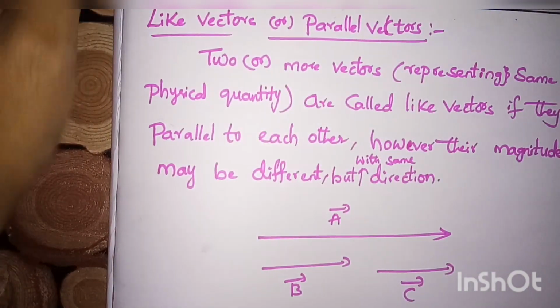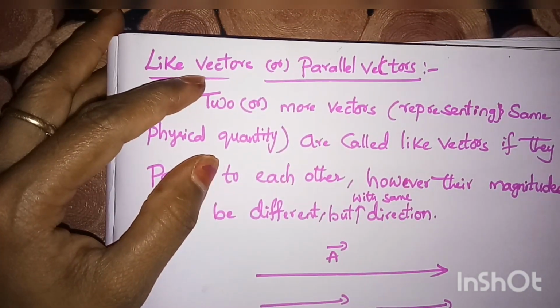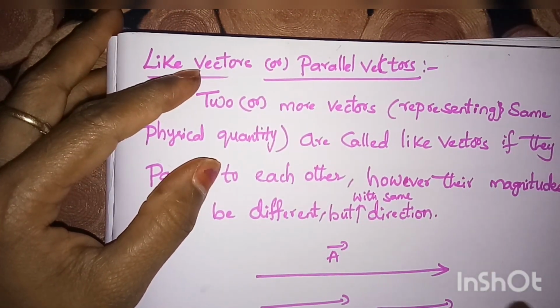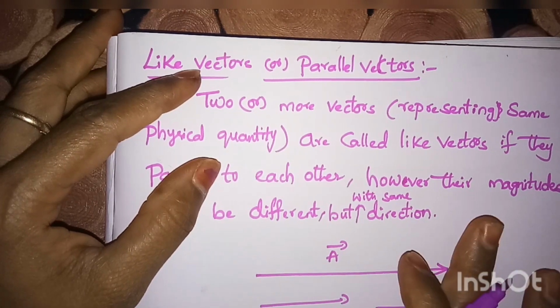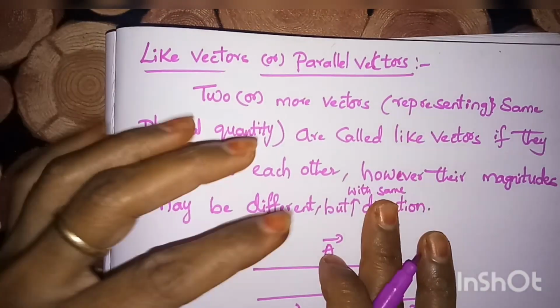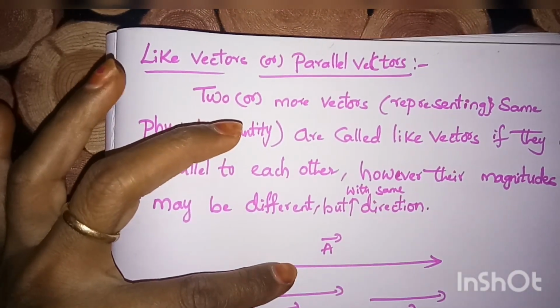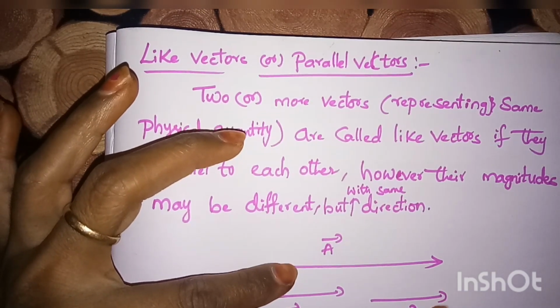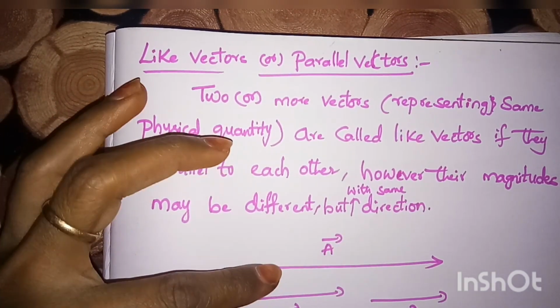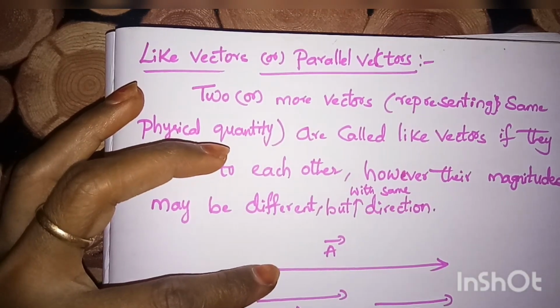So what is the difference between equal vectors and like vectors? In equal vectors, they should contain the same magnitude, same direction and be parallel to each other. But in like vectors, they may have different magnitudes but the same direction and be parallel to each other. That we call like vectors.